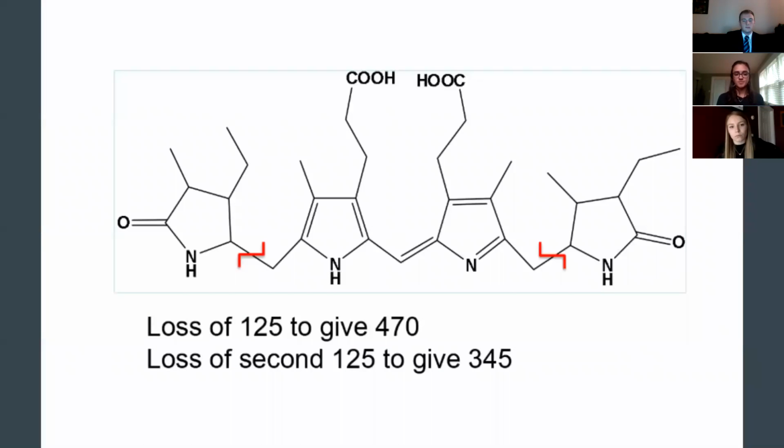So for example, like I said, this is a molecule of stercobilin. A 470 peak that we see is this molecule, but with one of the chiral molecules broken. So at one of the red marks on the screen, one of the chiral molecules will come off. And then a peak of 345 would be 2 chiral molecules, which is both ends of the molecule coming off, that we'd see on the spectrum.